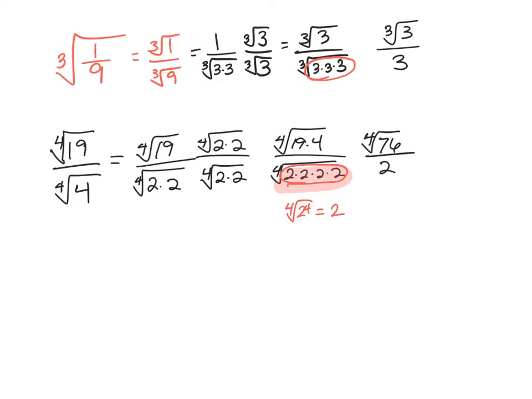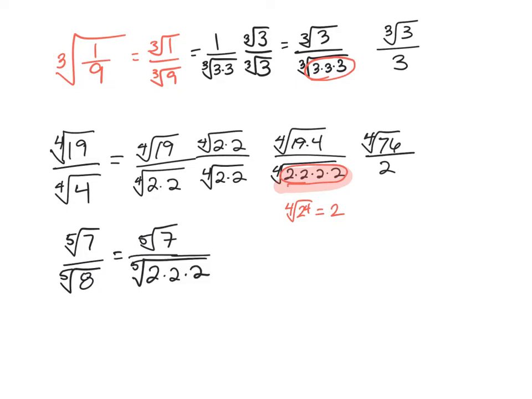Do we want to do, yeah, let's do some more. How about the fifth root of 7 over the fifth root of 8? In general, we try to keep the numbers small because it can get really, really big. Why don't you try this one on your own? And then we'll come back and do it together.